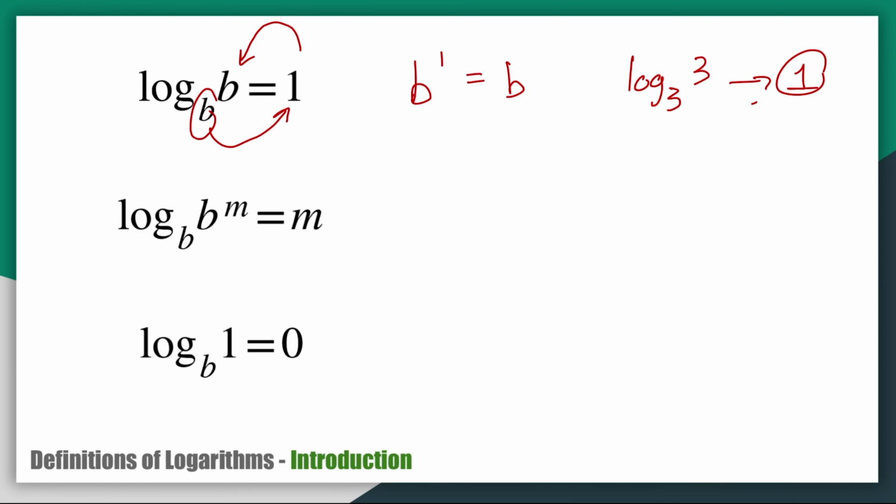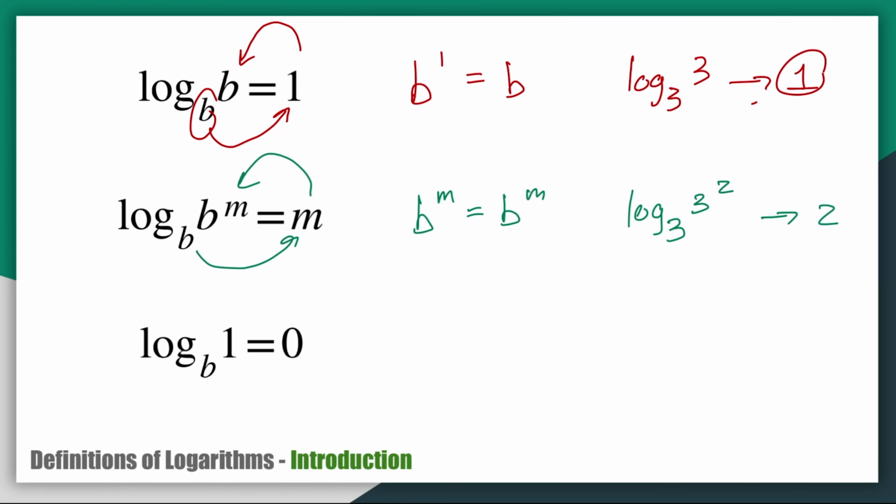The next one is log base b of b to the power of m equals m. It's very similar, but if I wrote this in exponential form, b to the power of m is equal to b to the power of m. It makes sense that these have to be taken to the same power to be equal. So the answer is whatever the power is. If I had log base 3 of 3 to the power of 2, the answer has to be just 2, because 3 to the power of 2 gives you 3 to the power of 2.